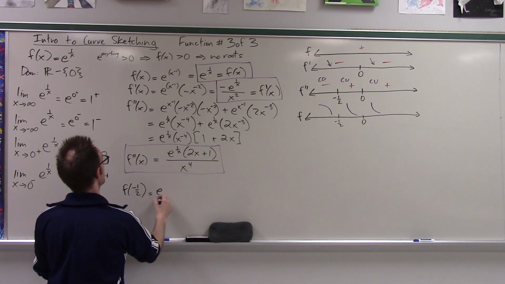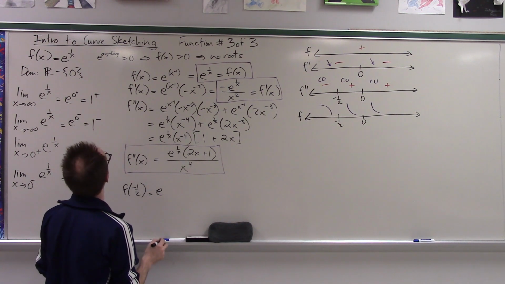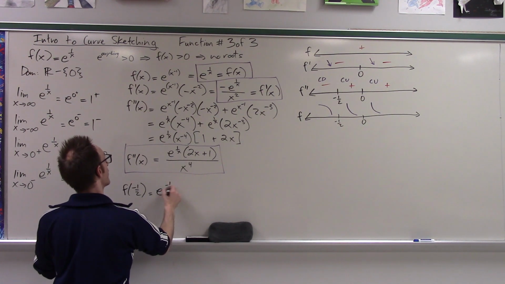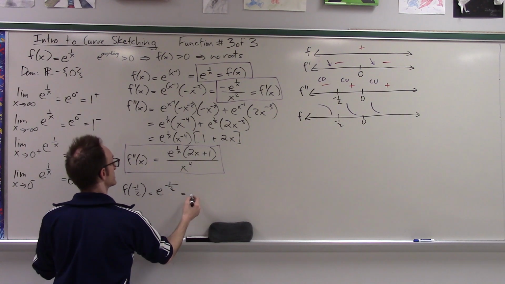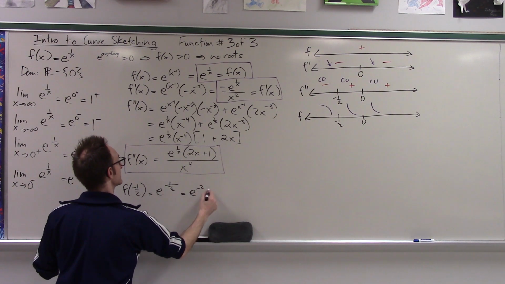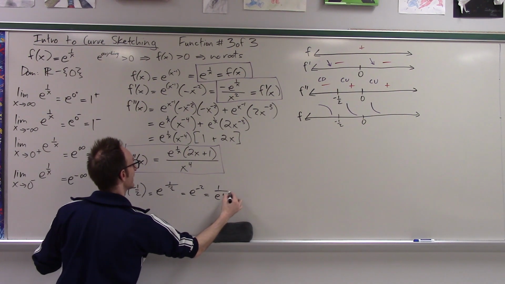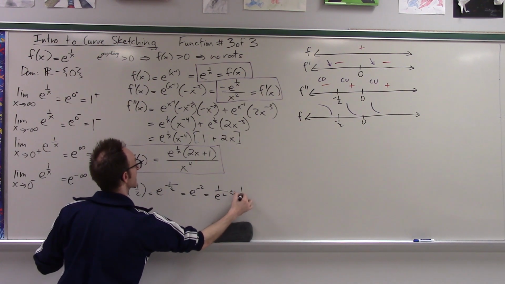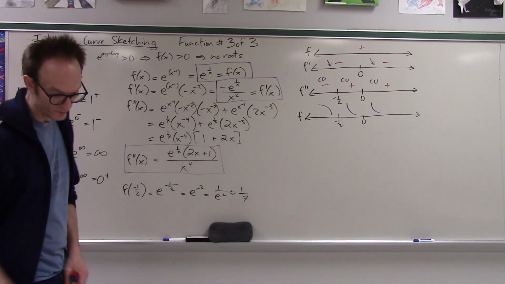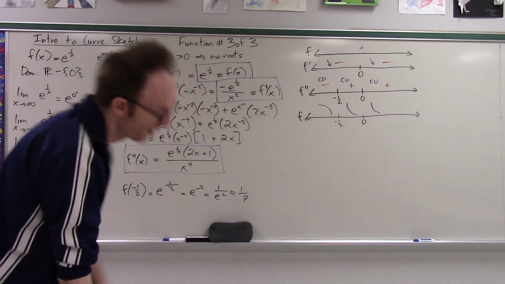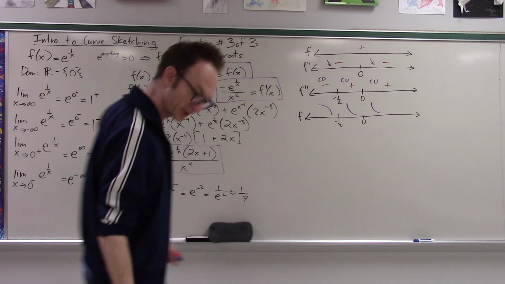Well, it's e to the 1 over -1/2, which is just e to the -2. So that's just 1 over e squared, and that we agreed was like 1/7, pretty much. Okay, what does this function look like?